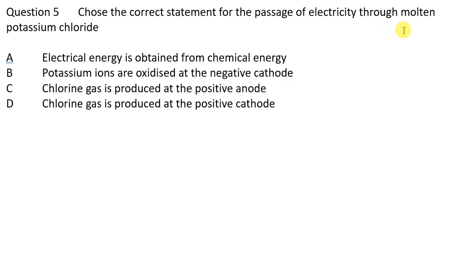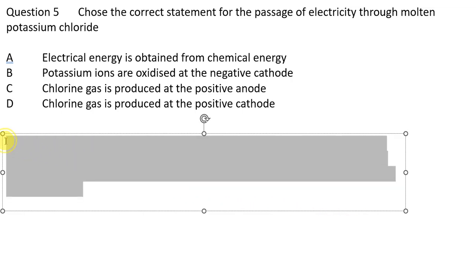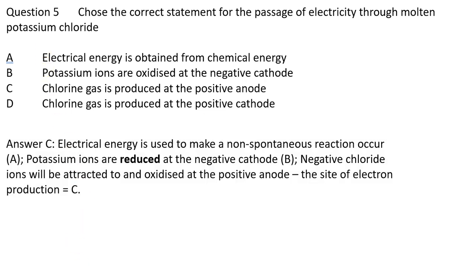Choose the correct statement for the passage of electricity through molten potassium chloride. Again, I'll pause to give you time to think. And here what we have is molten potassium chloride. I'm melting the potassium chloride down and passing electricity through it. I'm not obtaining electrical energy as in A. So, electrical energy is used to make a non-spontaneous reaction occur. A is out.